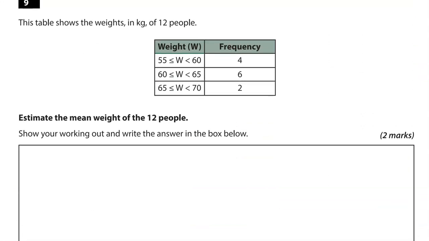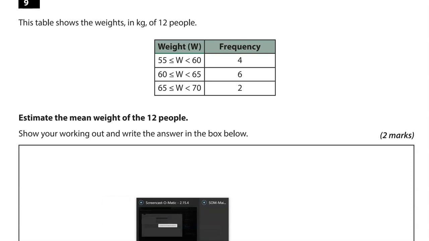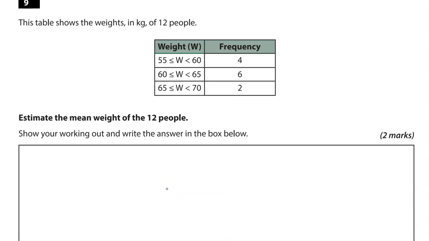This table shows the weights in kilograms of 12 people. Estimate the mean weight of 12 people. Show your working out and write the answer in the box below. So we've got these ranges given to us. So between 55 and 60, it's 4 of them. Between 60 and 65, it's 6 of them. Between 65 and 70, it's 2 of them.